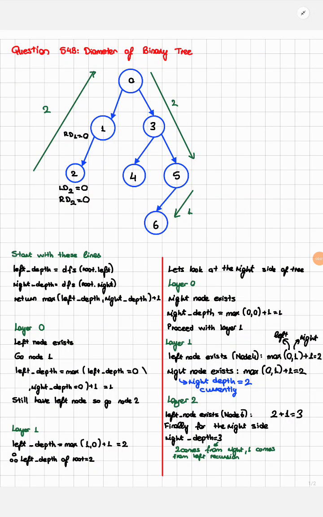Hi everyone. Today I'm going to be explaining question 543, the diameter of binary tree.